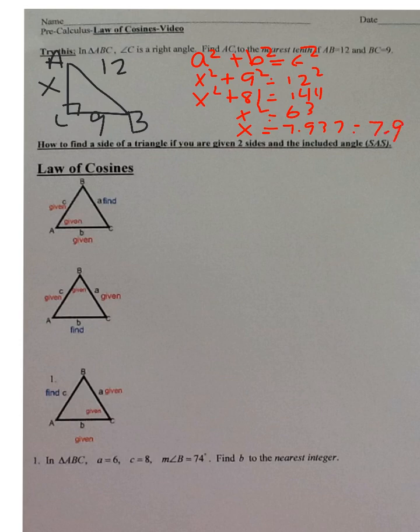Okay, so let's take a look at how we can find a side of a triangle with other information. Because right now all you know how to do is find the side of a triangle if it's a right triangle. So let's talk about other triangles. So how to find the side of a triangle if you were given two sides. So you have to have two sides and the included angle. So you have to have side, angle, side. The angle must be between the two sides.